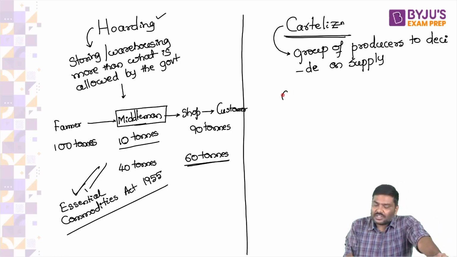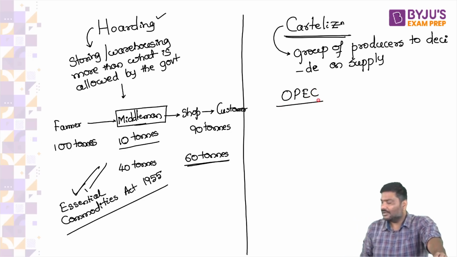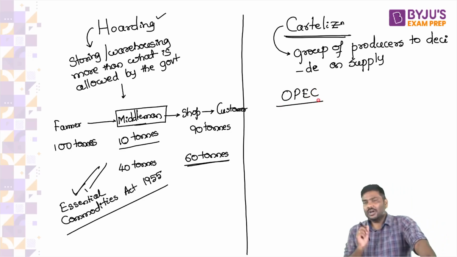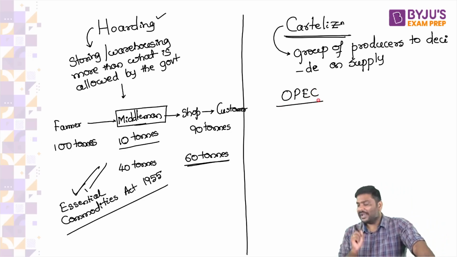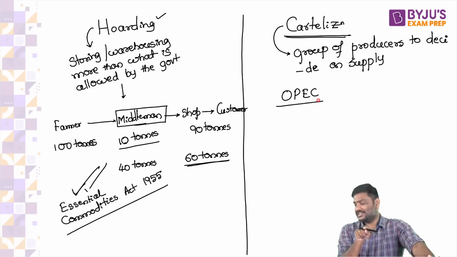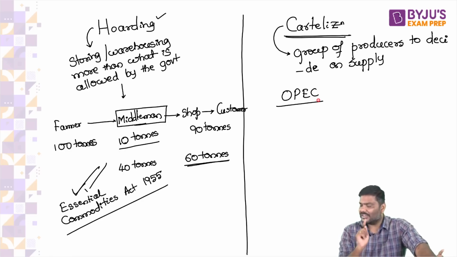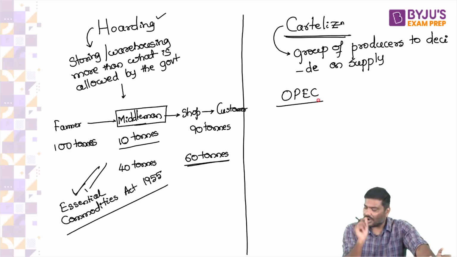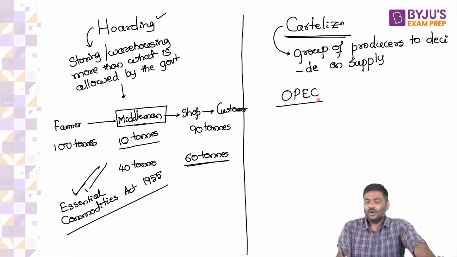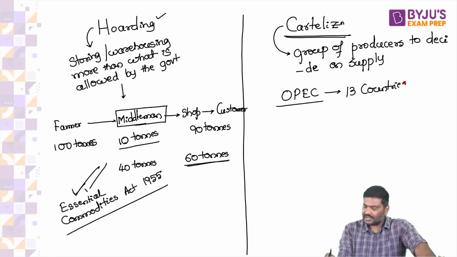The best example for this is OPEC. Have you heard of the OPEC grouping? OPEC stands for Organization of the Petroleum Exporting Countries. Very, very famous now. Those who are saying no, please read current affairs. You are not reading current affairs, my dear. OPEC basically consists of 13 countries.